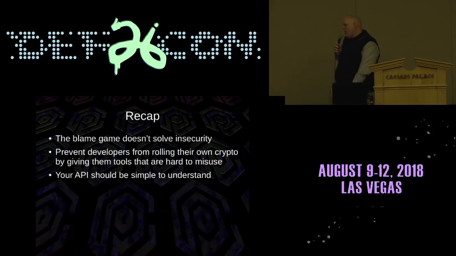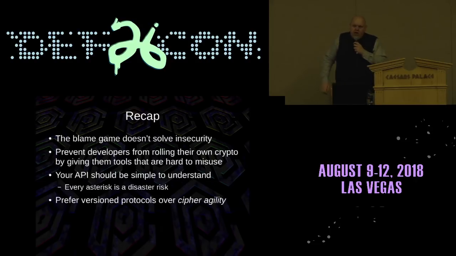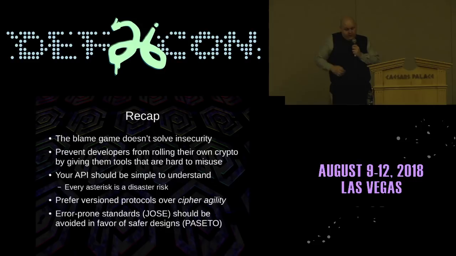Your API should always be simple to understand. Whenever I talk about crypto documentation, I say every asterisk is a disasterisk. I strongly believe in preferring version protocols over cipher agility. And error-prone standards should be deprecated in favor of safer ones for developers to use.